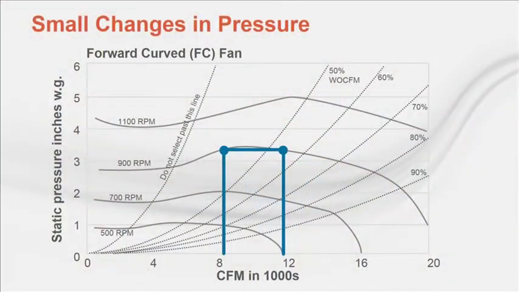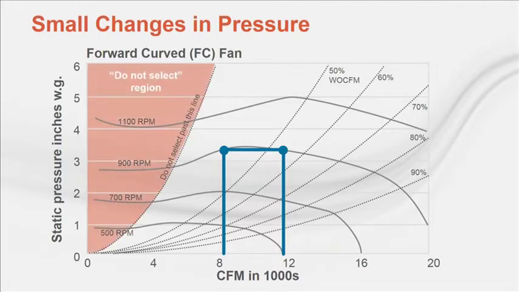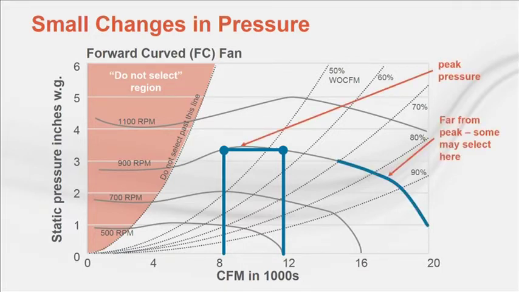A first impression of the highlighted region shown might be that a range of airflows are possible with a minimal change in static pressure. In this example, only 0.1 inches of water separate 8,000 CFM and 11,000 CFM. As the operating point nears the do not select region, one might also start worrying about stall or surge.